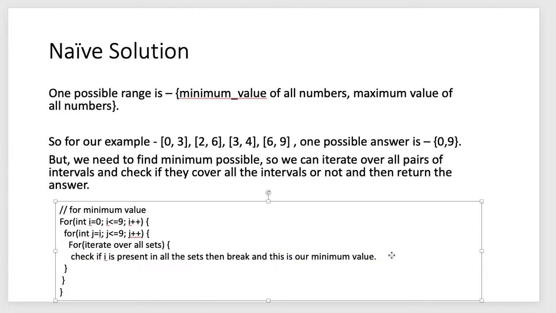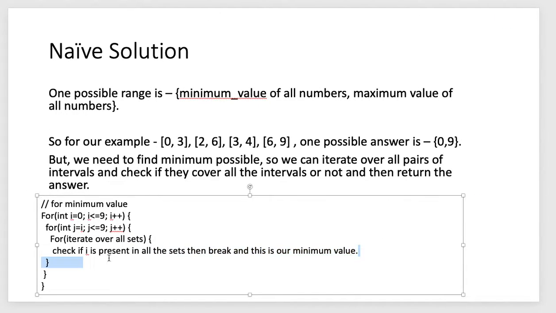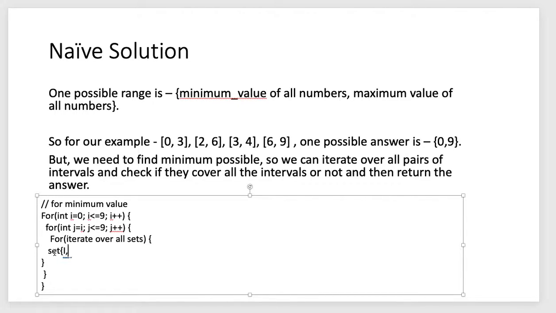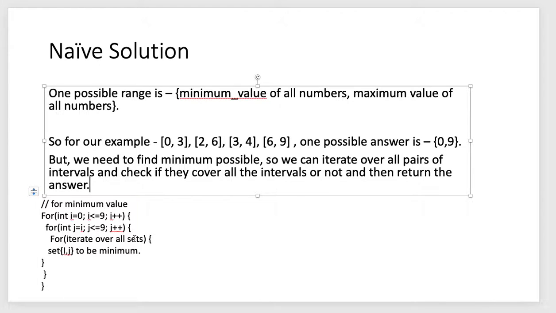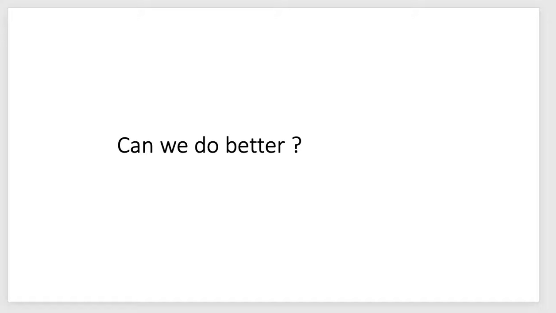This actually doesn't relate to that, but I meant to have a minimum value. Set i comma j to be minimum. Yeah, that was my idea around here. But the overall time complexity, as you can see, is O of n cube kind of. Let's say the size of intervals is n, and the number range is m, so it's m cross m cross n, which seems like a lot, right? So can we do better?